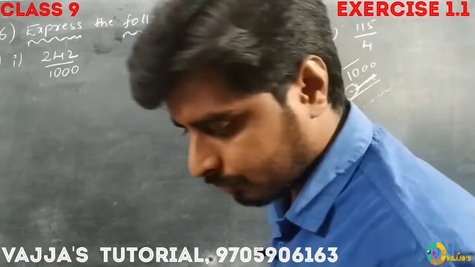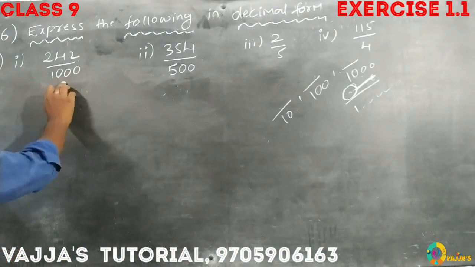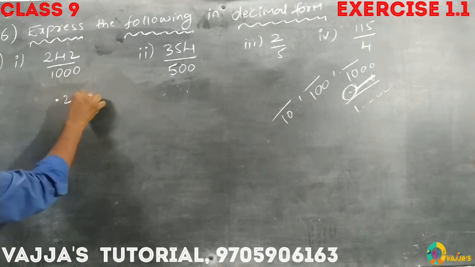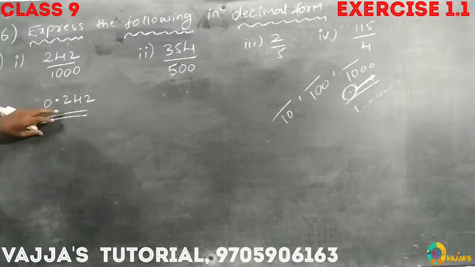Right. First one, 242 by 1000. Take the point in front of 3 digits, that is 1, 2, 3. It means 0.242. This is the decimal form of 242 by 1000.